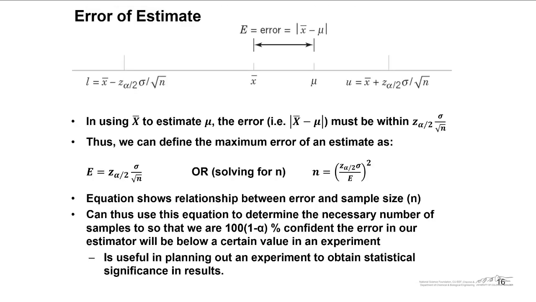Sometimes you'll want to estimate the number of samples required to get a certain error in your confidence interval. Rearranging these equations, x bar minus mu, we're going to call capital E, that's your error about your x bar. And if we solve for that, we can get n equals z alpha over 2 times sigma divided by your error that you desire, and you square that. This is useful in planning out experiments to obtain statistical significance in results.